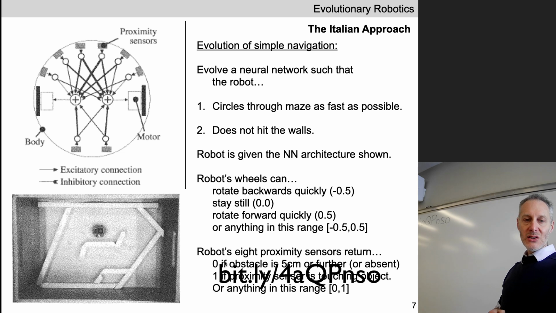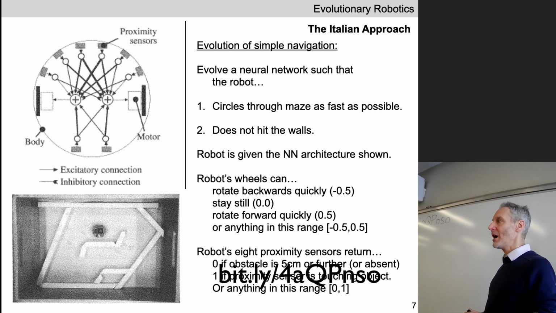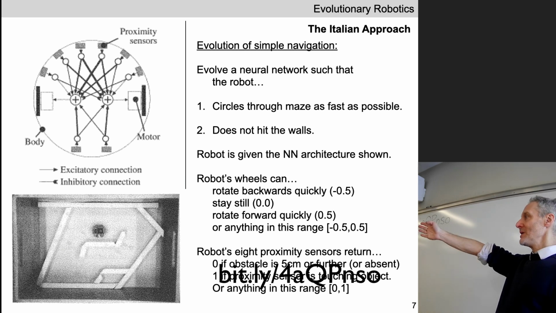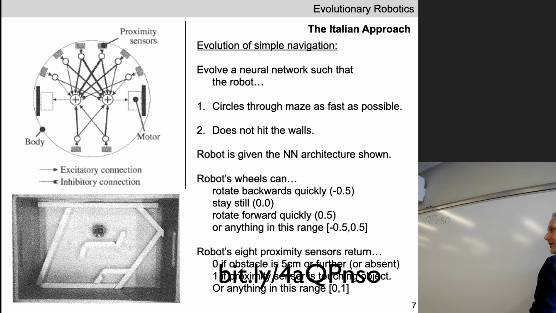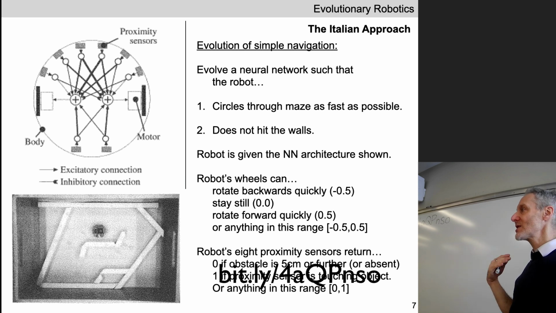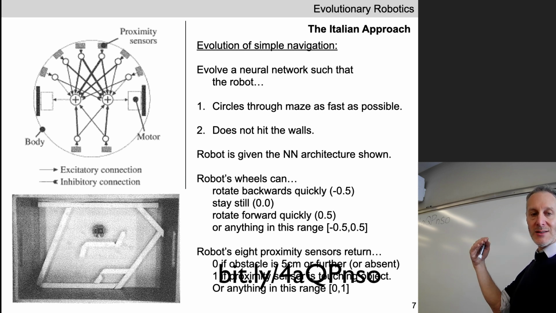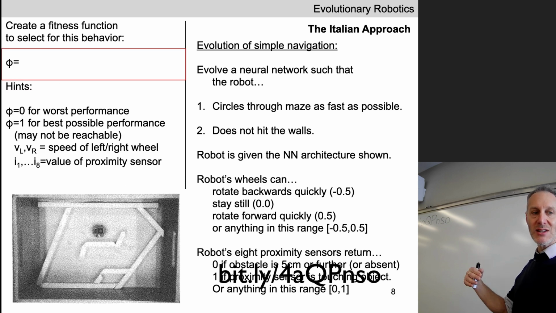Okay, let's assume the 8 proximity sensors return a value between 0 and 1. A value of 0 means from the perspective of the proximity sensor, there's no obstacle in front of it. 0, 0.1, 0.2, 0.3, 0.4, 0.5, 1. I am in contact with something. There is no time interval between sending out an infrared pulse and getting the response back. Okay, those are the range of values that the 8 sensor neurons and the 2 motor neurons can receive.